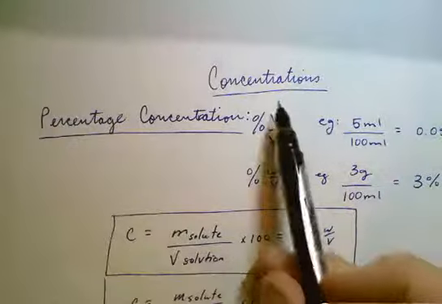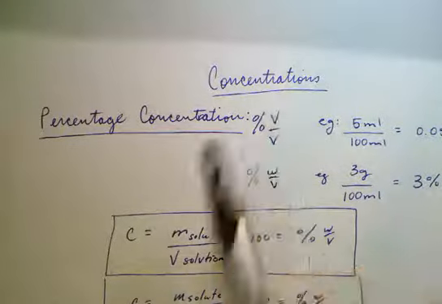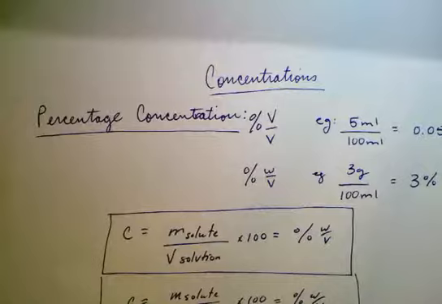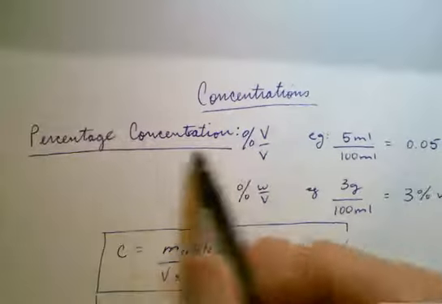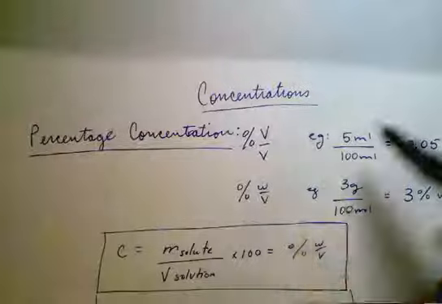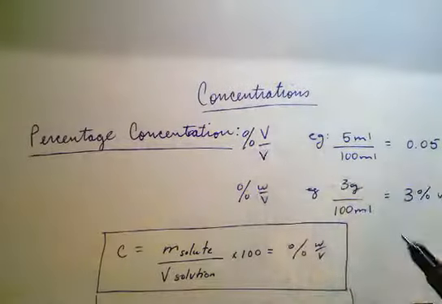So we're going to talk about concentrations. Concentrations can be measured in a couple different ways. We're going to talk about three different ways that they can be measured. The first one we're going to talk about is percent concentration. So percent concentration is exactly that. It's expressed as a percent.